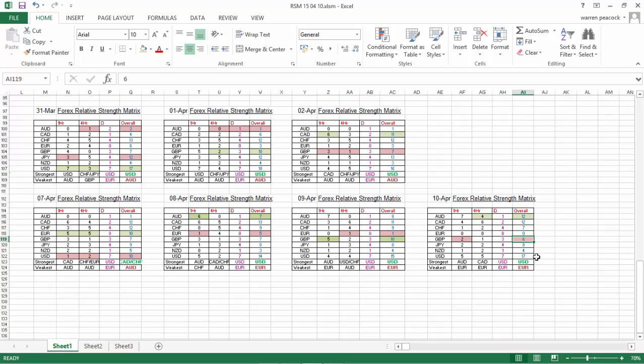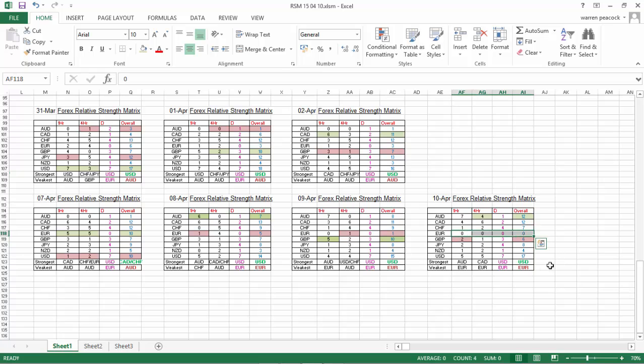The British pound was the biggest loser. It's down to a score of 6, so lost 4 points. 3 of those points were lost on the hourly chart. So the pound is under a little bit of pressure at the moment. The euro is certainly under serious pressure again.